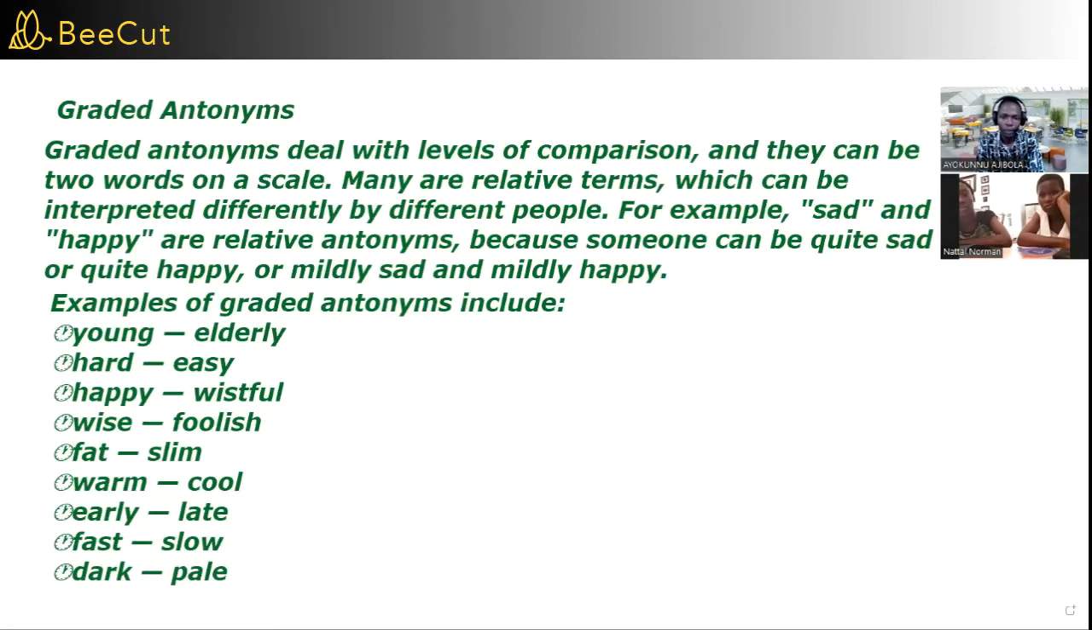So the next word is what? Wise, foolish, and fat, slim. Let me hear that. Warm, cool. Early, late. Fast, slow. Dark, pale. Okay, now the next one I want to look at is antonyms created with prefixes.